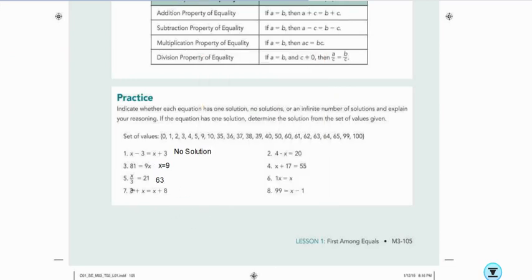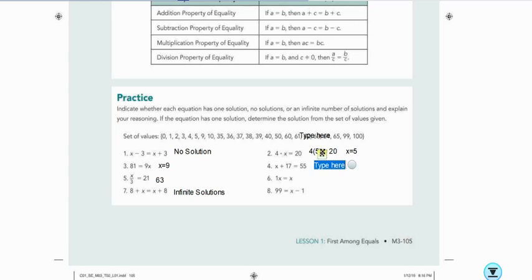Next one, I have 8 plus x, and then I have x plus 8. So those are moved around using what's called the commutative property, where we just move stuff around, and these are equal. So this is infinite solutions because they're basically the exact same problem. Here I have 4 times some number is equal to 20. And so in this case, this is going to be 4 times 5 equals 20. So x equals 5.